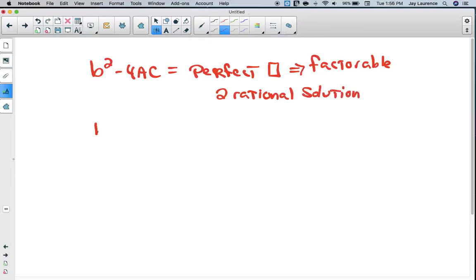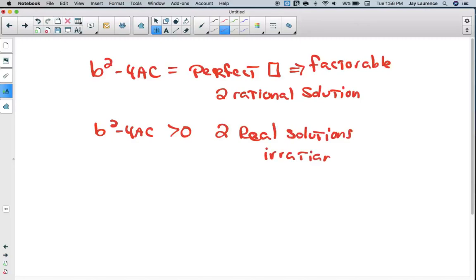Okay? If b squared minus 4ac is just greater than 0, we're not going to be able to factor it, but that is going to tell us that there are going to be two real solutions, and those real solutions will be irrational numbers. They'll involve the square root of 7, or maybe the square root of 27, or something like that.